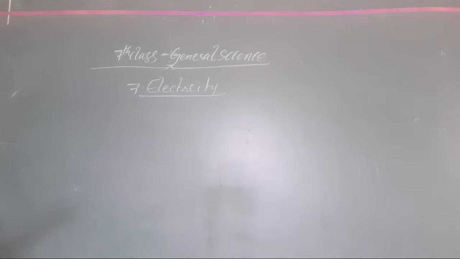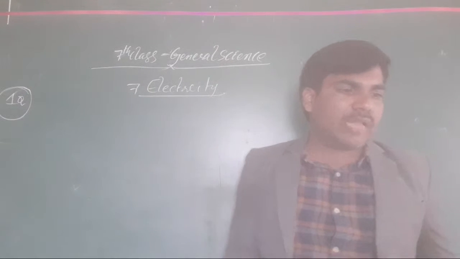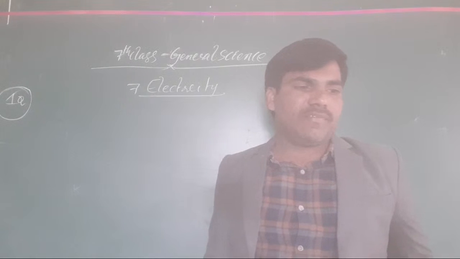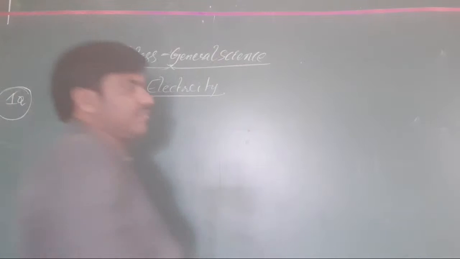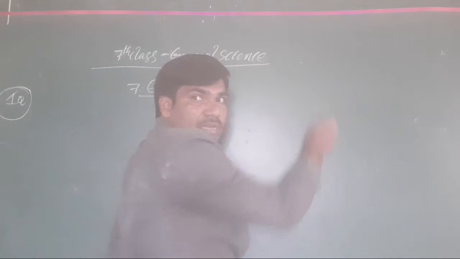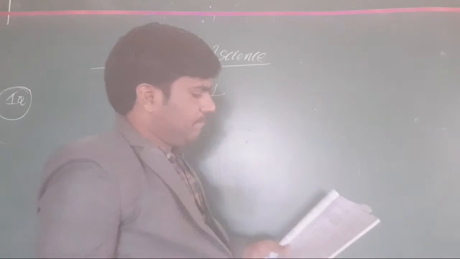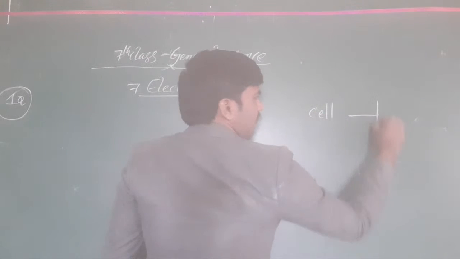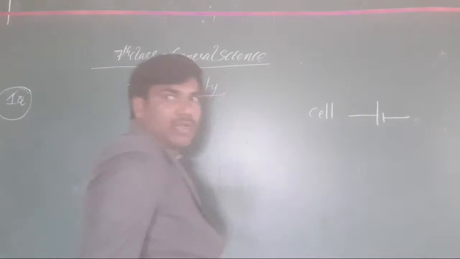First question and answer. Let's go through the first question. What is the first question? Draw the symbols of the following electric components. Listen carefully to what symbols are given. The first symbol is a cell. This is a cell. Clear or not, all the students?